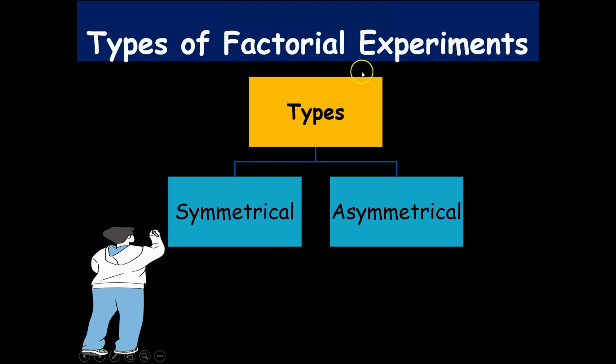Now there are different types of factorial experiment. One is symmetrical and another one is asymmetrical. Symmetrical means when the levels of the factors which are involved in a factorial experiment are the same. For example, we have two factors, one has two levels and another one has two levels, or we can say the same levels, they are known as symmetrical.